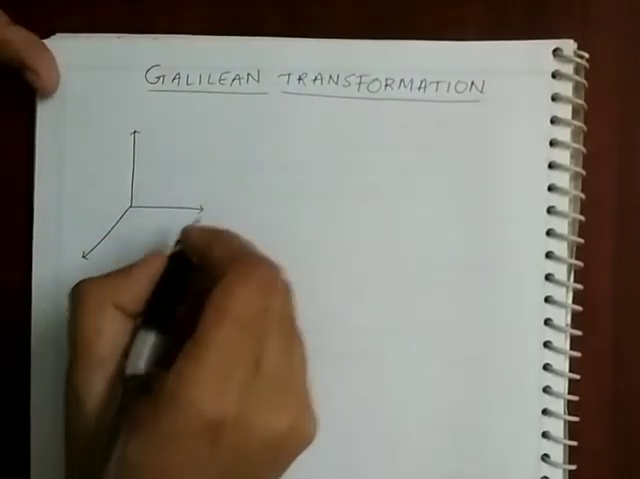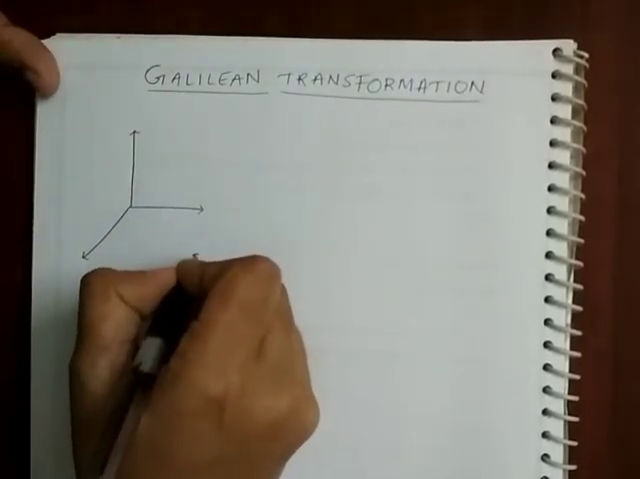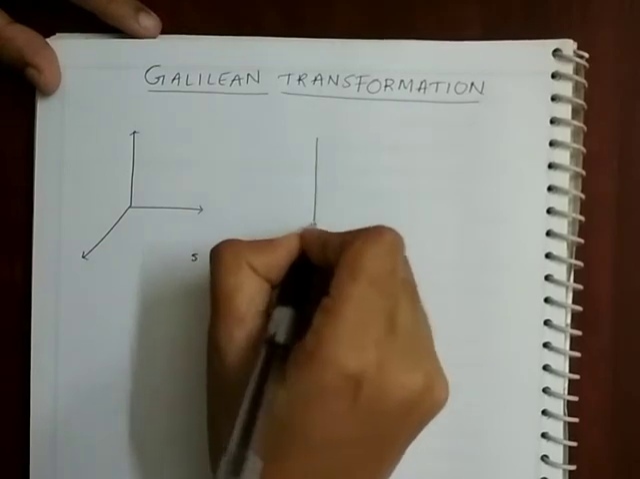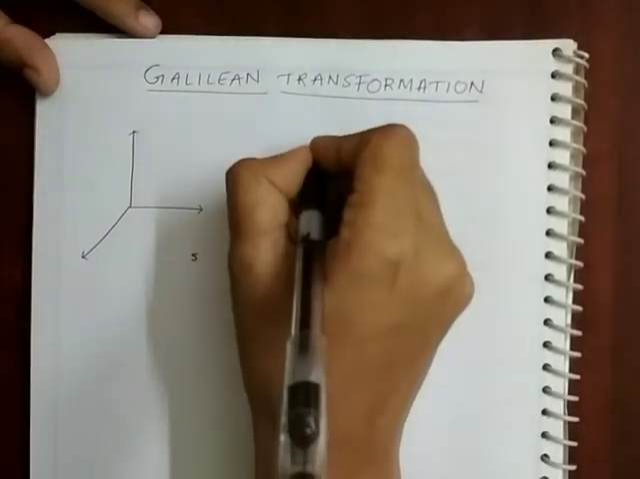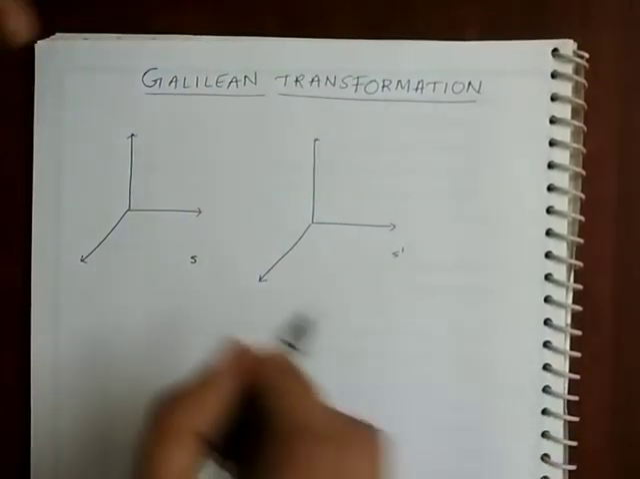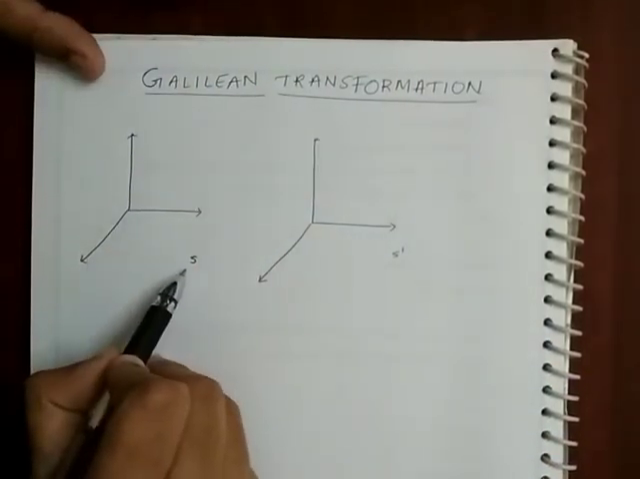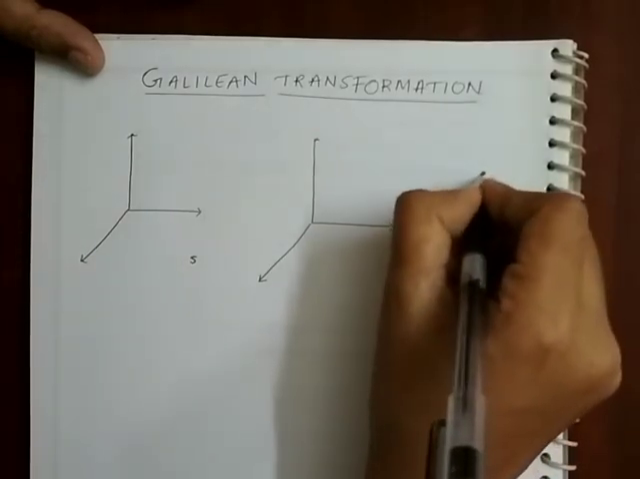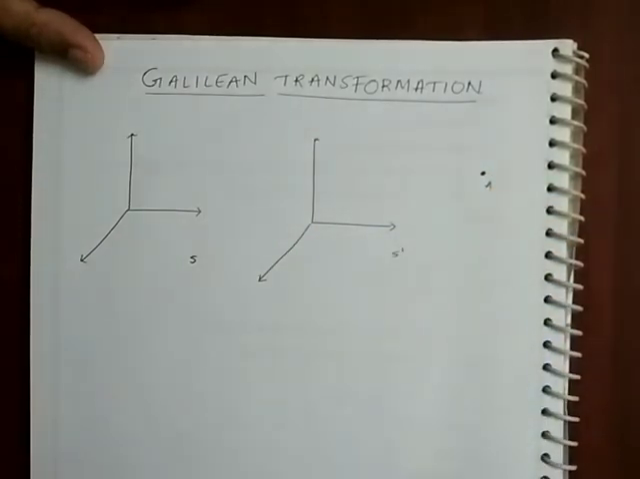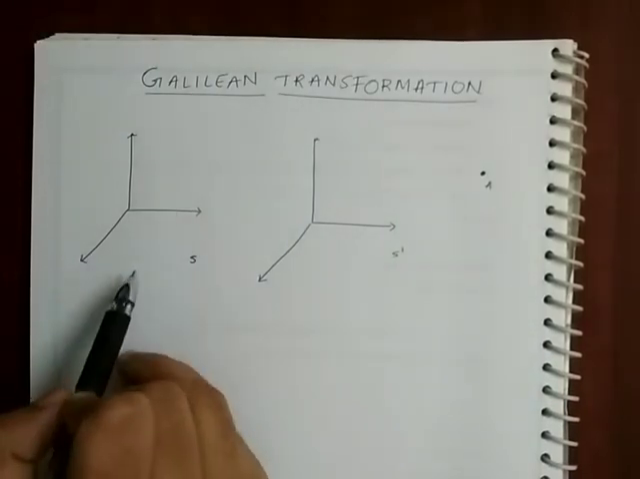Now, suppose this is the first frame S. Now we have another second frame which is represented by S prime. Both these are initial frames of reference. So you have one frame of reference S and another frame of reference S prime, and you are observing a particular event A here.